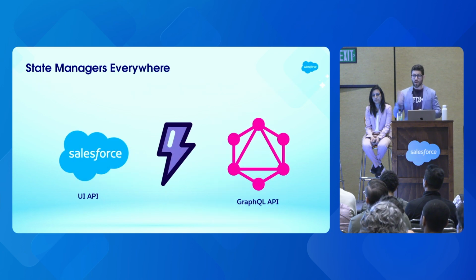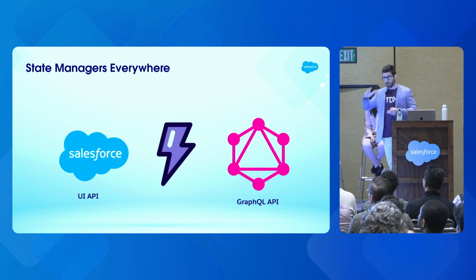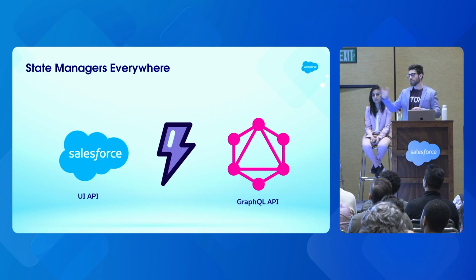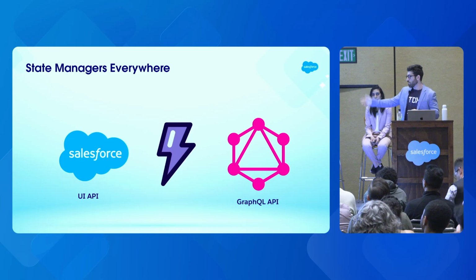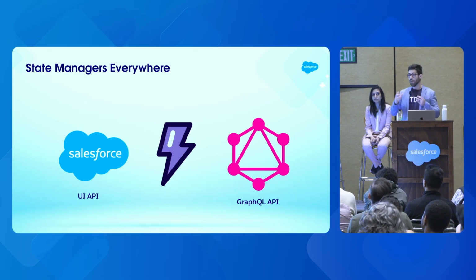The other thing I want to call out is that this is coming in the future. Some of these are already available in the summer release, and some will be in the future. We are creating state manager equivalents for all the wire adapters that we have. So all the UI API wire calls, and our GraphQL API, we have a GraphQL wire adapter. Everything will be usable via a state manager, either already available in summer or coming in the future.